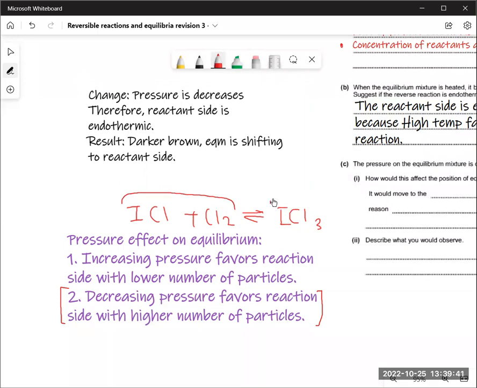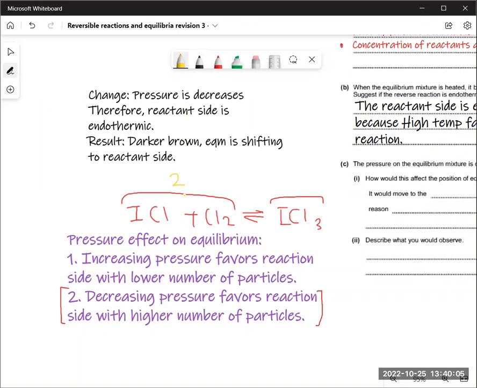Now tell me how many particles are on this side, the reactant side. So, does it mean I count the ICl and the Cl? No, Anas. All you have to do is count the number in the front. So we have one here, one. How much is that? 2.